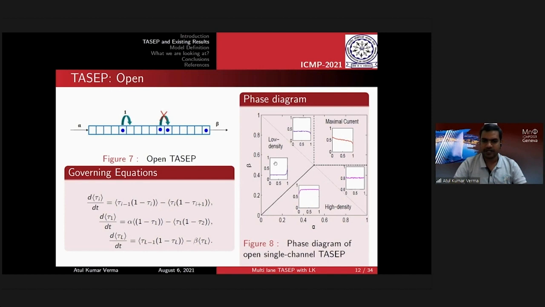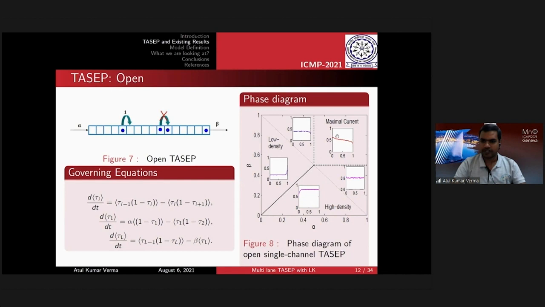Low density means the average density in the lattice is less than 0.5. High density means the average density is greater than 0.5. And maximum current means density is equal to 0.5. Since this density provides the maximum current, therefore its name is maximum current.